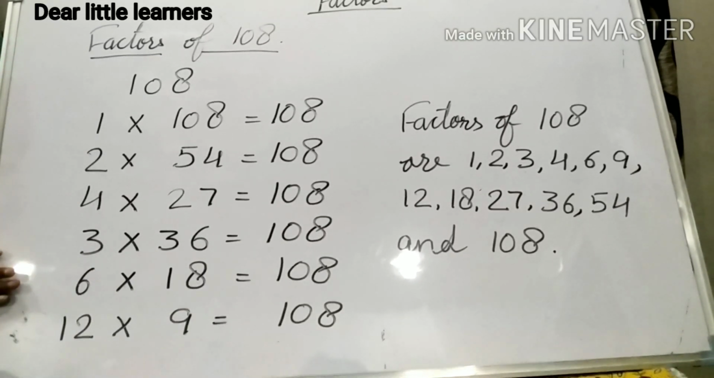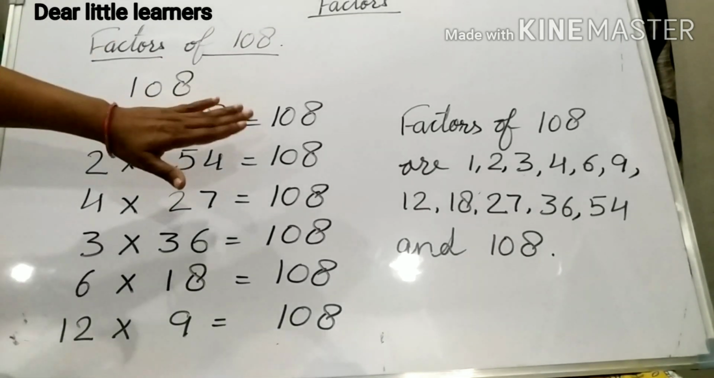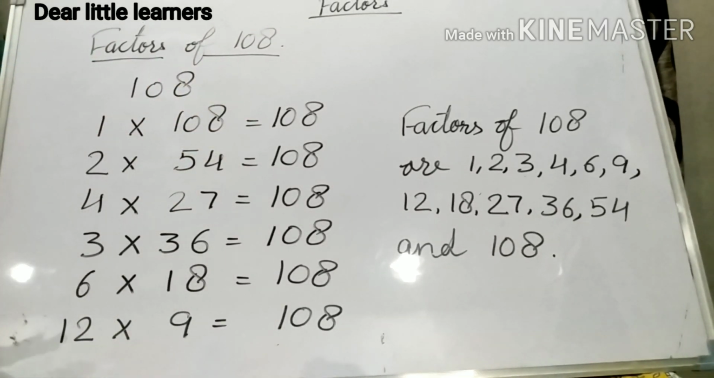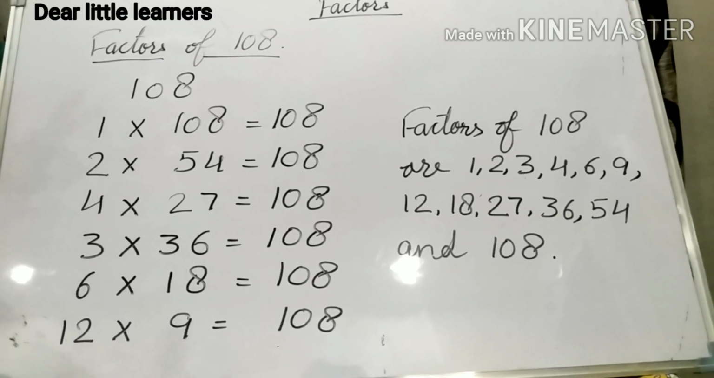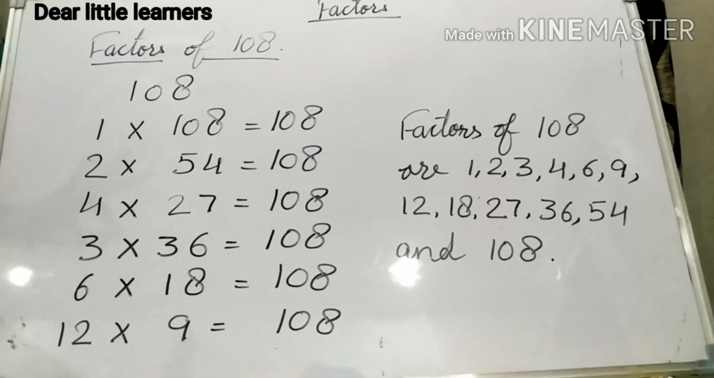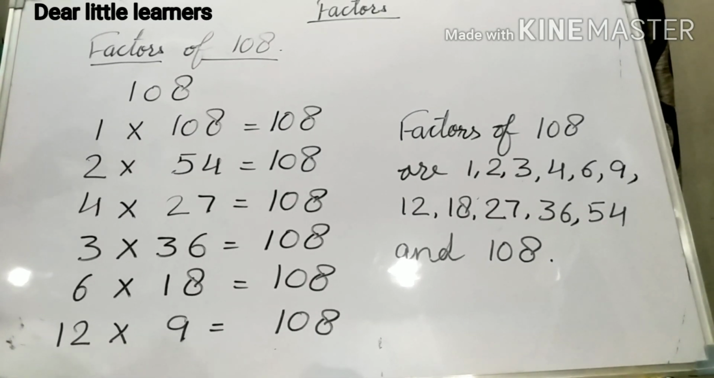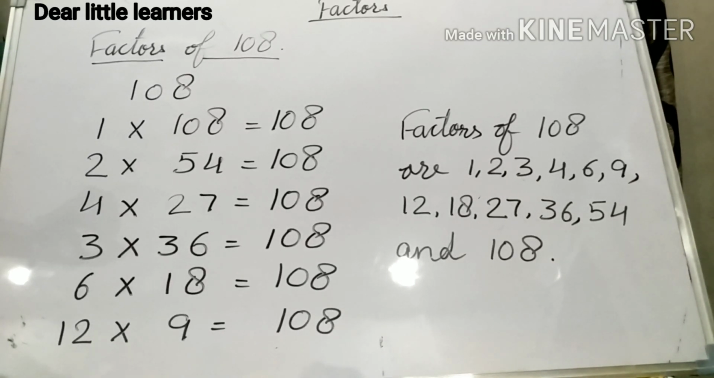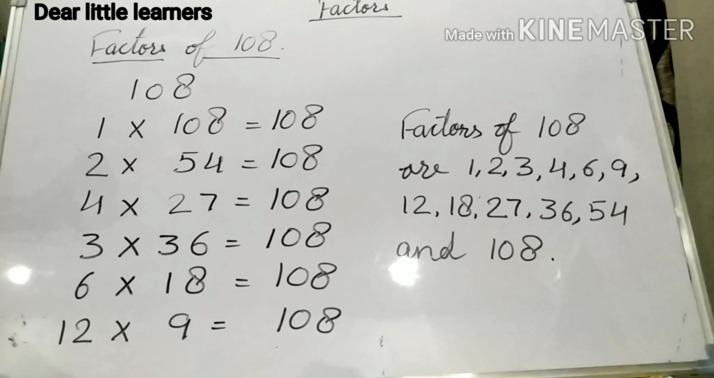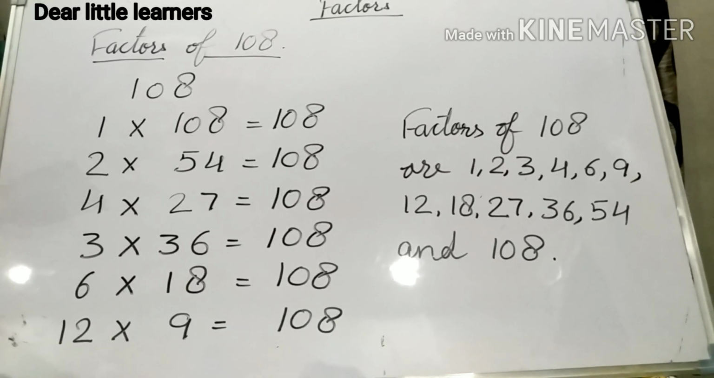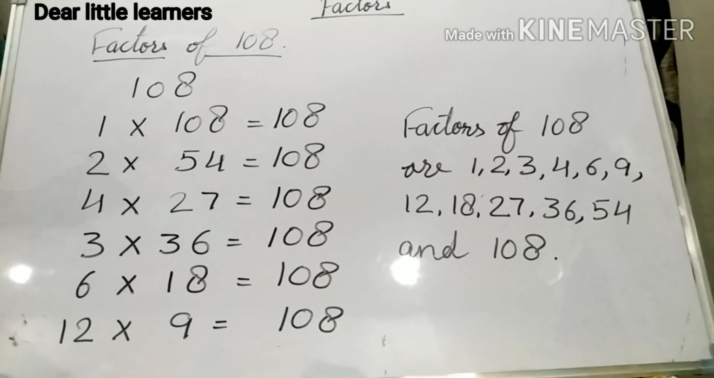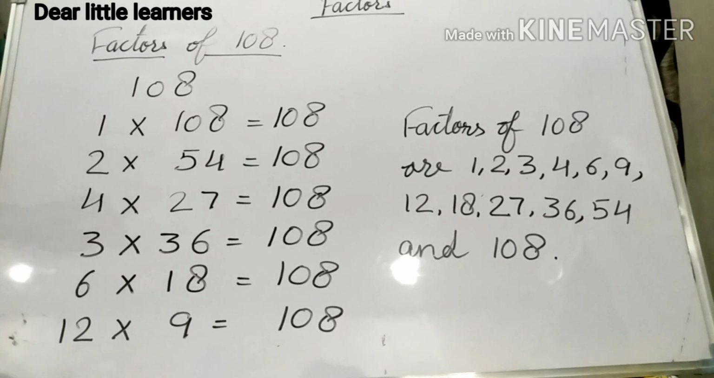So all the factors of 108 are over, and then we will write that the factors of 108 are 1. I always prefer that you write in ascending order, so starting with 1 and ending on 108: 1, 2, 3, 4, 6, 9, 12, 18, 27, 36, 54 and 108.